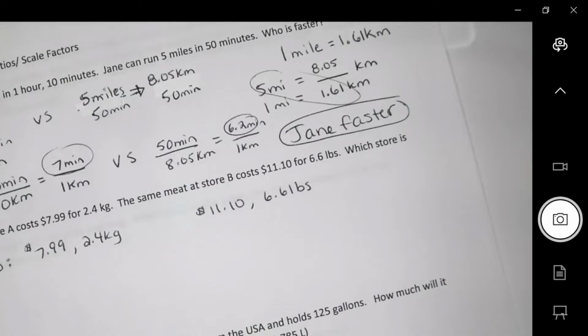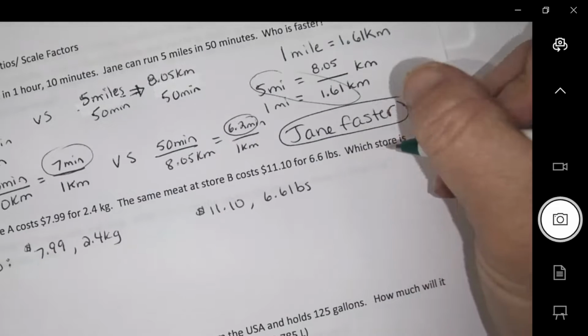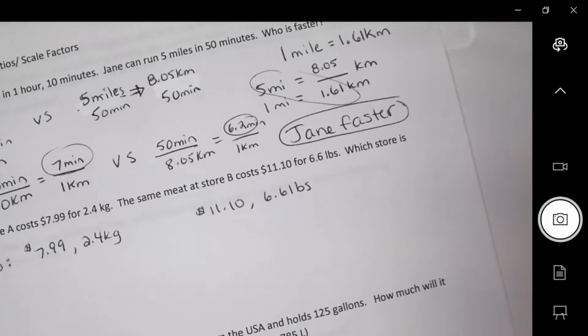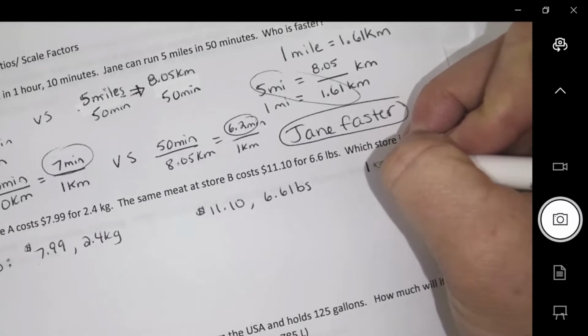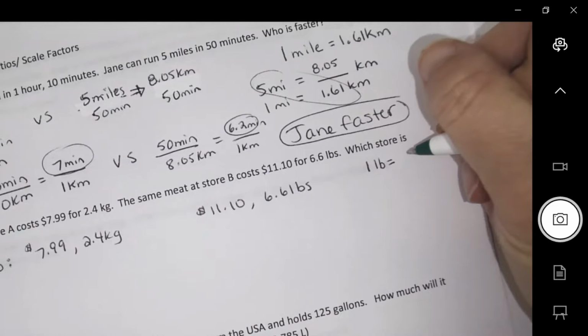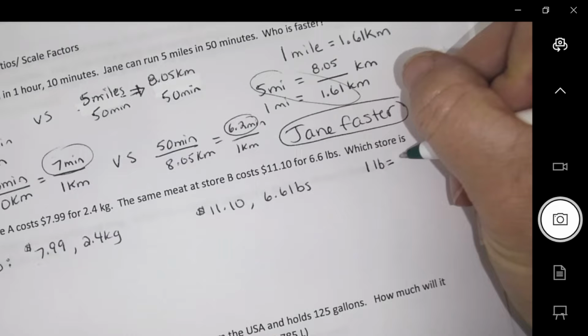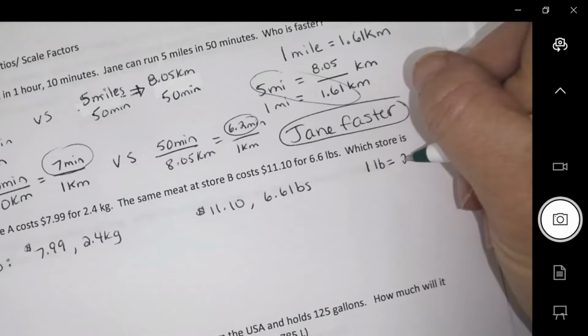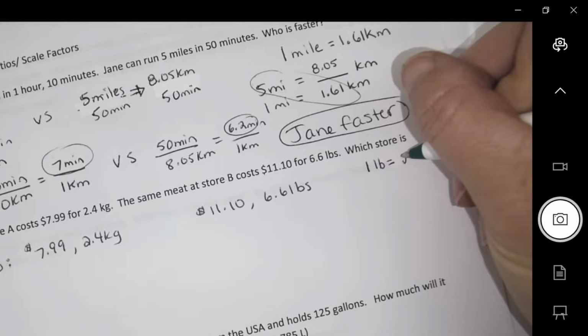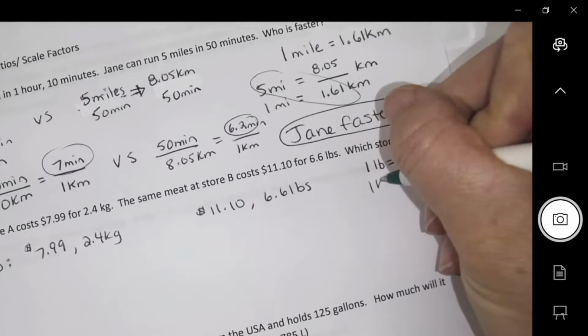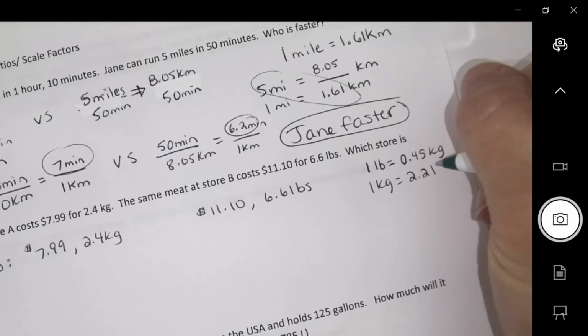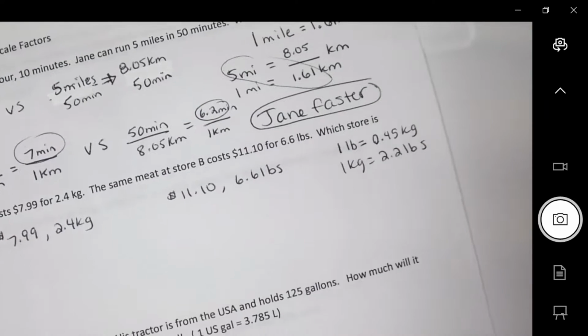What do you have on your sheet? I think that one's on your sheet. You have both of them. 1 pound equals 0.45 kilograms. 1 kilogram equals 2.2 pounds. So that's on your formula sheet.